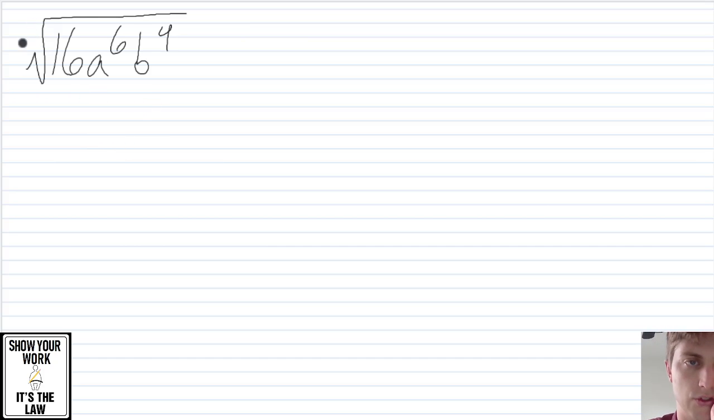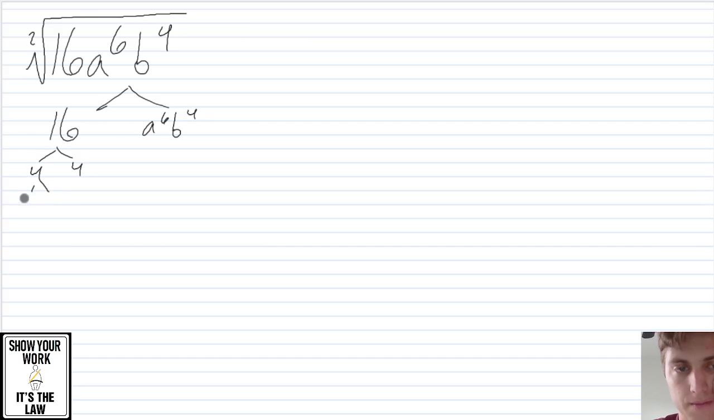So there's no number here, which means it's the square root. So let's make our factor tree. We can break this up into 16 and then a^6, b^4. And 16 is going to be 4 times 4, which is going to be 2 and 2 and 2 and 2. And then this just means there's 6 a's and 4 b's.